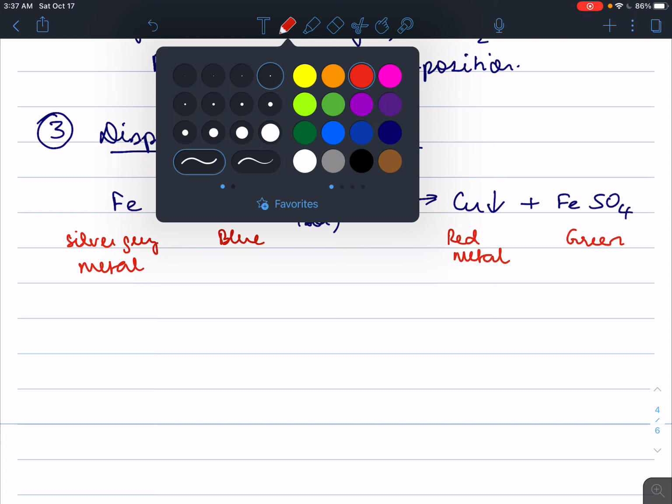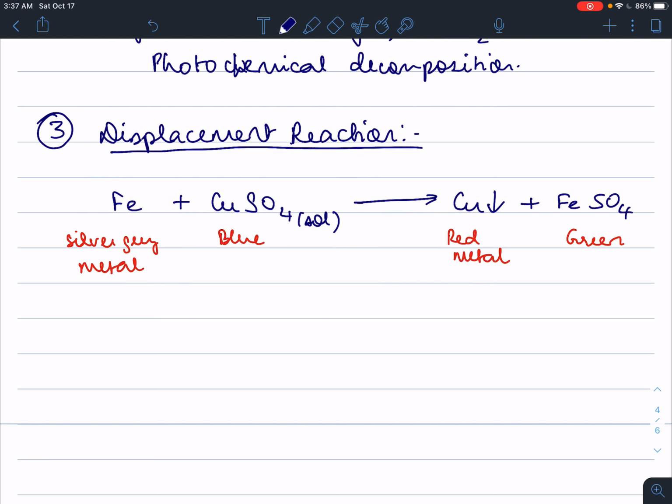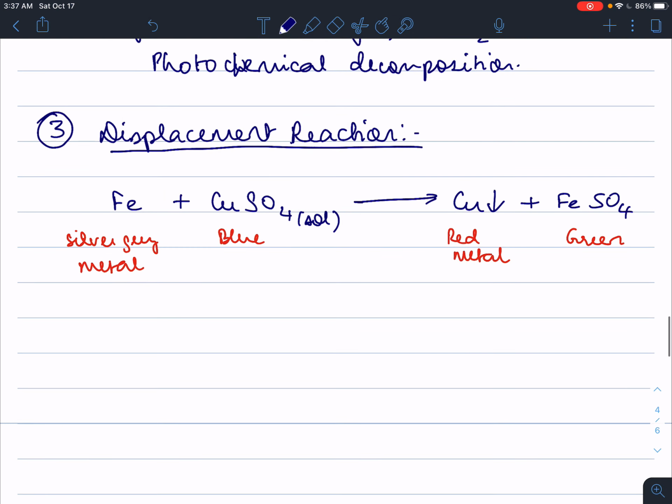Now, if you actually want to watch it, you can. The link 6 in the description below will give you the above reaction. You can take a look. It's very well done. So here you can see iron is knocking copper out of copper sulfate. So copper comes out and iron sulfate is formed. So iron is displacing copper from copper sulfate.